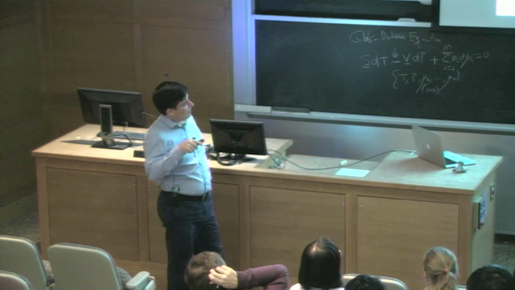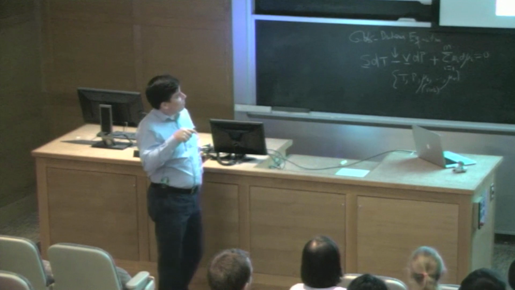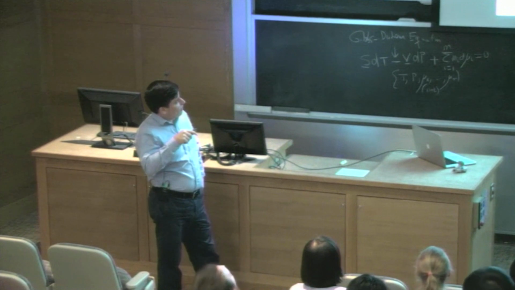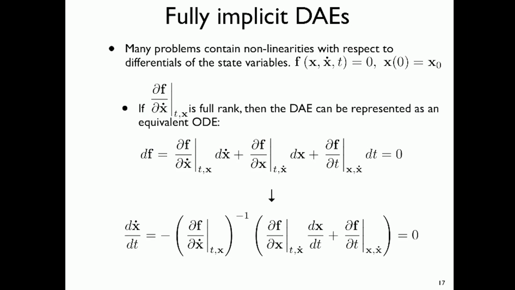Are there certain limiting cases where we can do interesting things with these equations? I'm going to show you one now. So in the case where the Jacobian of this function f with respect to the differential of the state variable, so take the derivative of f with respect to x dot and hold time and the state constant, so this is a matrix. When that's full rank, then the DAE can be represented as an equivalent ODE. Okay? And here's how you can show that.